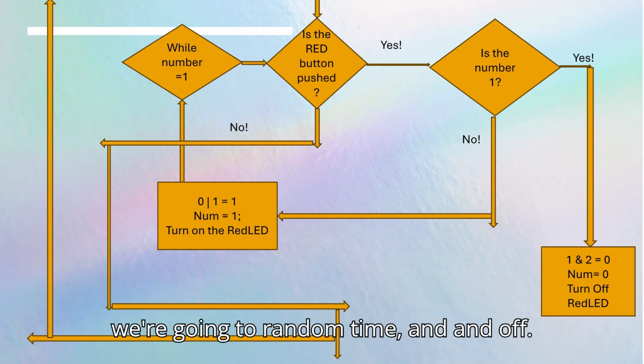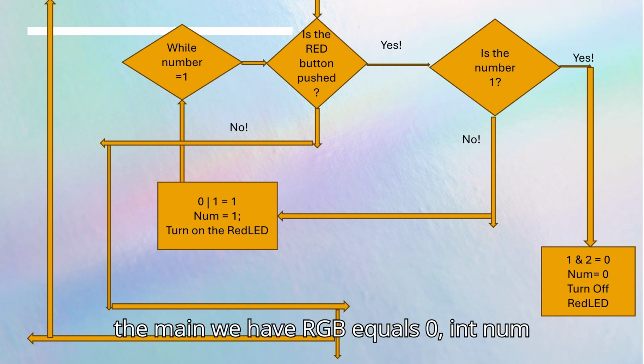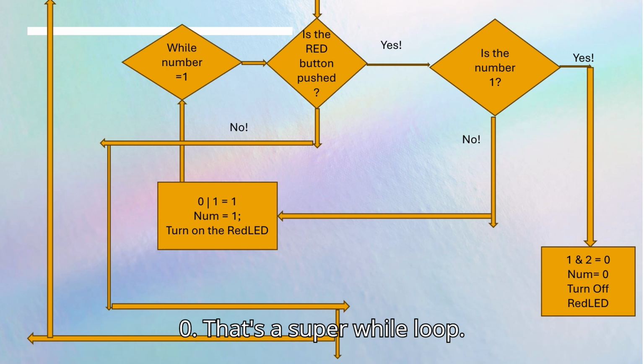We're going to define time, random time, and on and off. Then we're going to go to the main. Inside the main, we have RGB equals 0, int num equals 0, and a crazy num equals 0. That's the super while loop.